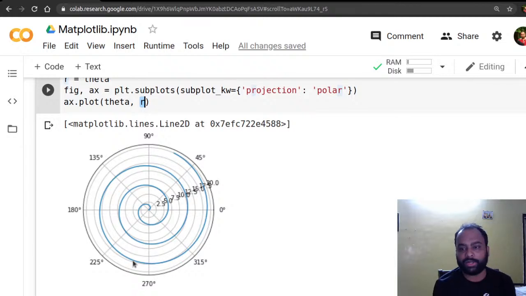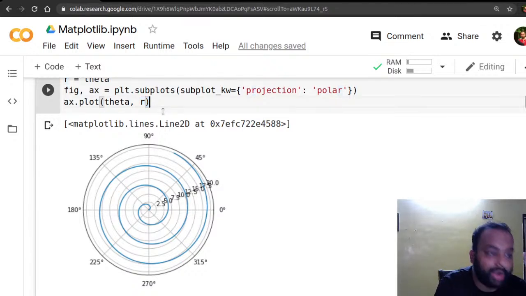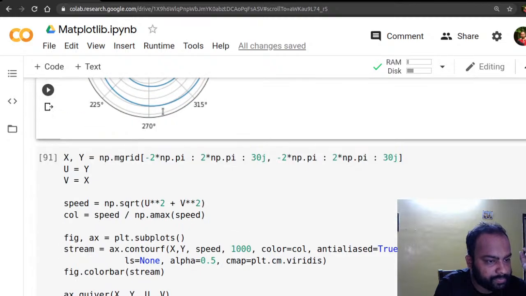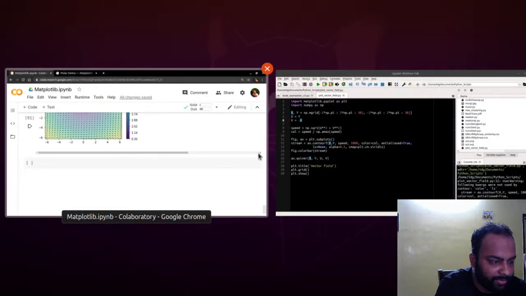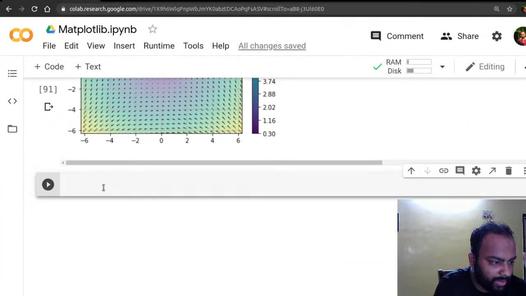Polar plots are pretty important when we have an angular axis like that, when we want to plot things in polar coordinates. Again, this is an example of a vector field. All right, very simple, I think.